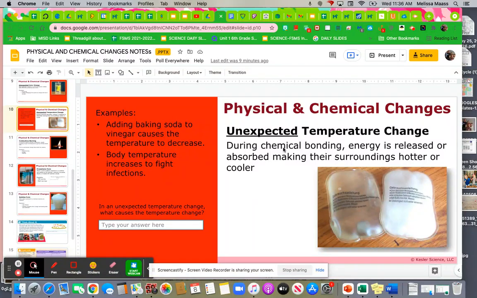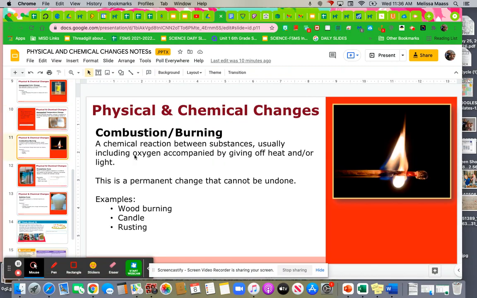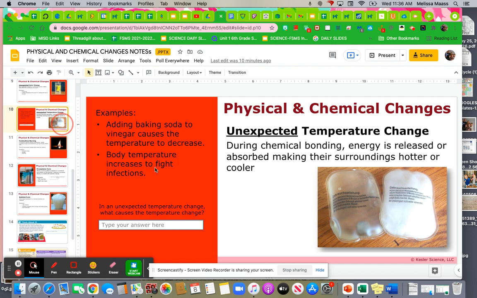Physical and chemical changes. And here's another piece of evidence here. An unexpected temperature change. During a chemical change, you can have a temperature that is changing, such as when we burned the paper. That wick is obviously going to be very hot because it's burning compared to the surroundings, like where we are, which is cooler. Another example would be adding baking soda to vinegar, causing the temperature to decrease. And body temperature right here increases to fight infections.